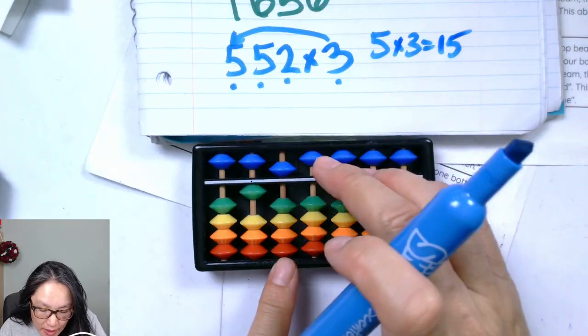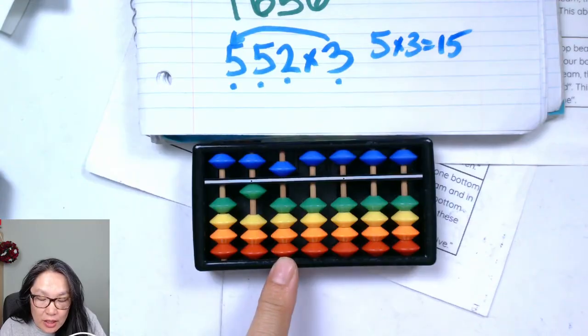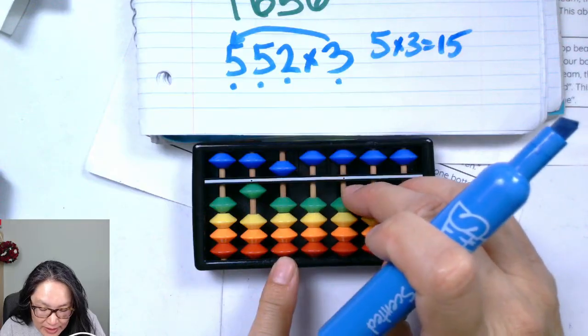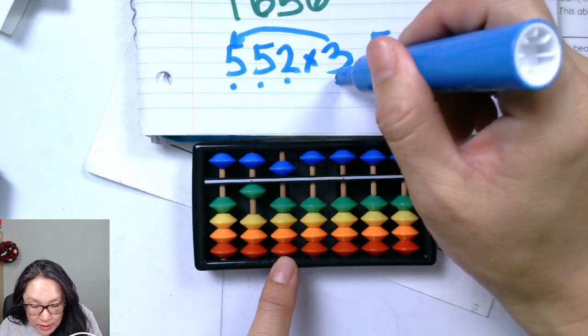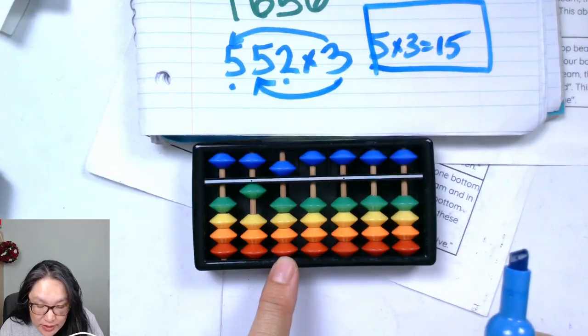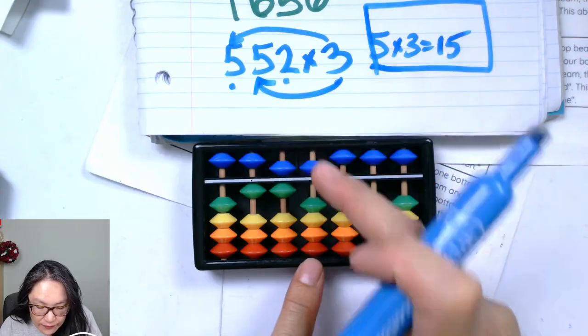Now notice, this is why I stress how to read the abacus. Because if you don't know how to read the abacus, then this gets very confusing really quickly. The next question I have is 5 times 3. Again, I have 5 times 3 is equal to 15. I add 1, I add 5.